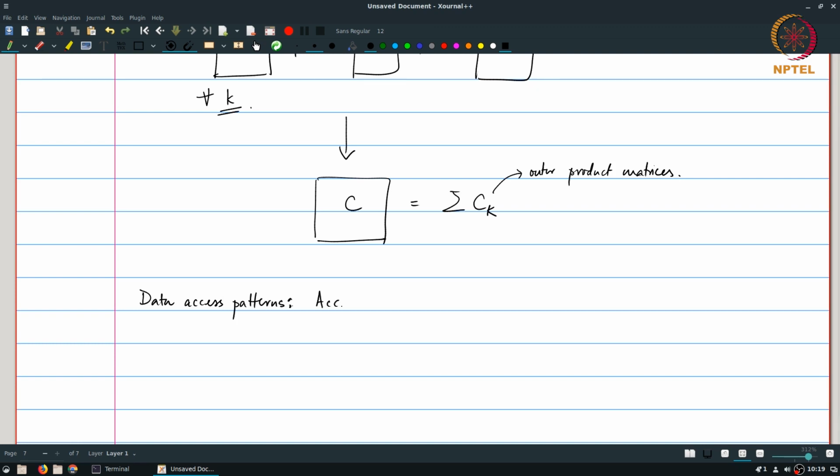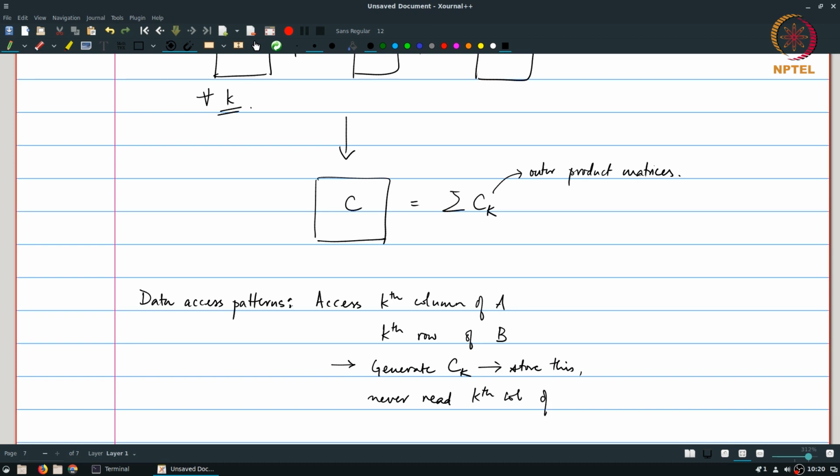I need to access the kth column of A and the kth row of B, use them, create an outer product, generate the value Ck, store this somewhere once, and never read the kth column of A or the kth row of B again.